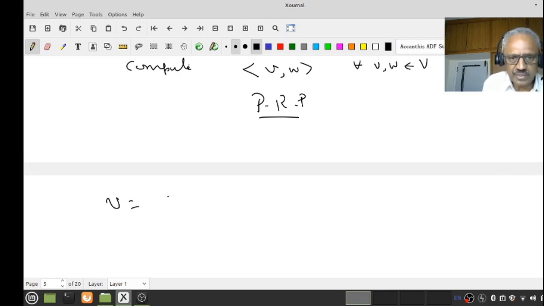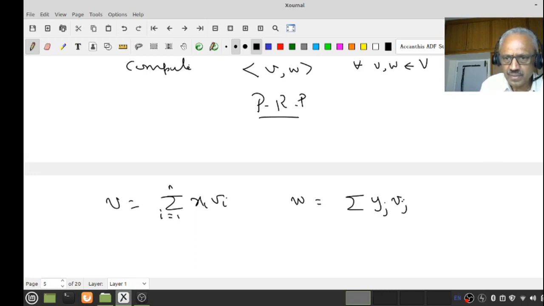Suppose I write v as the summation of xi Vi, i equal to 1 to n. Hereafter I may skip the limits, since teachers always write such things; sometimes I am very impatient. This is the expression: v is written as a linear combination of basic elements, and w similarly.